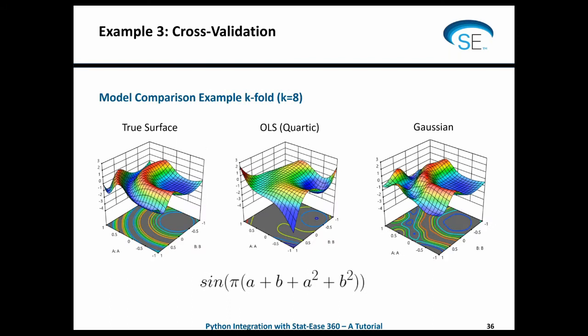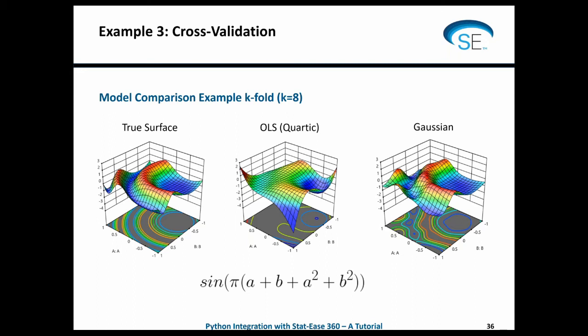You can also use cross-validation to select a model. Here I have just generated kind of a wavy surface using this equation down at the bottom, just a simulation. And then I fit an OLS model to it. In this case, Stat-Ease 360 recommended a quartic model. And I also used our new Gaussian process analysis to fit a surface as well. And you can kind of see how each one of those is doing just visually from the 3D surface here.